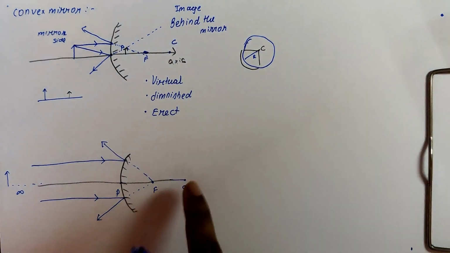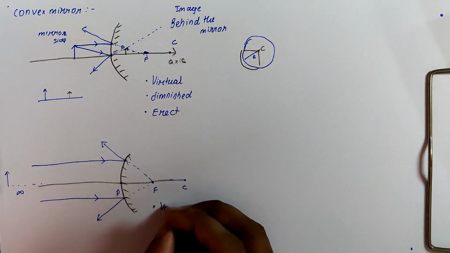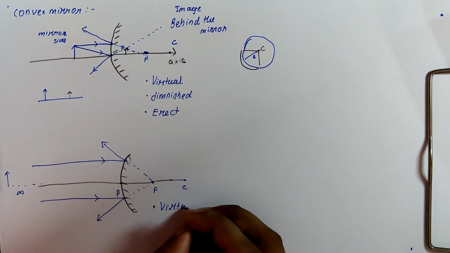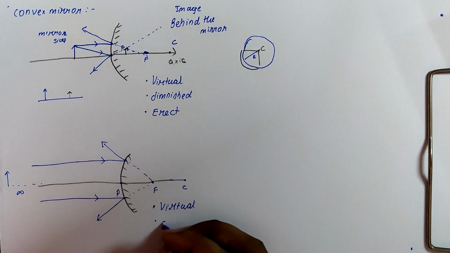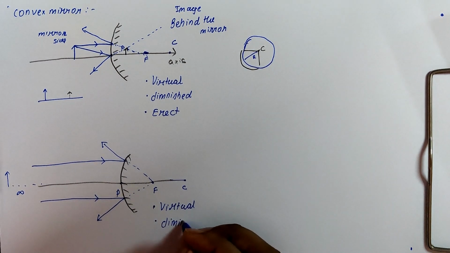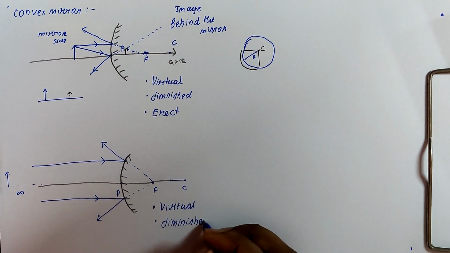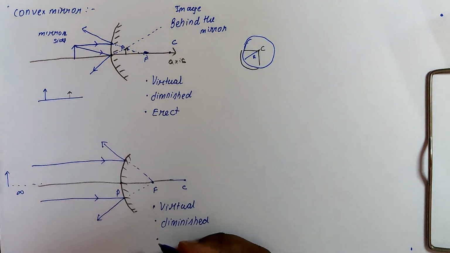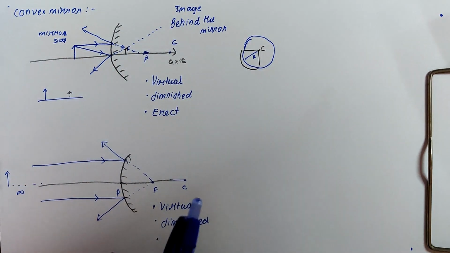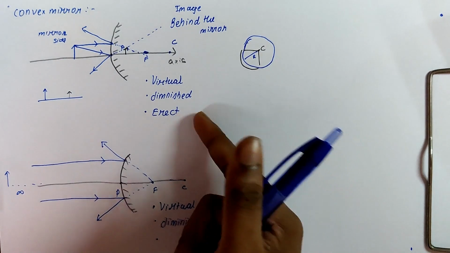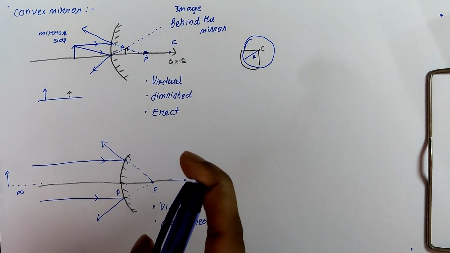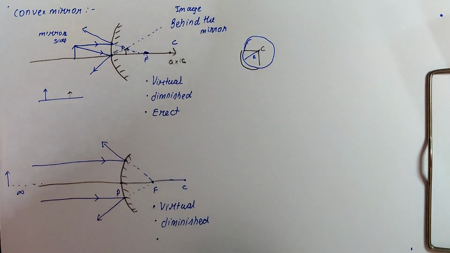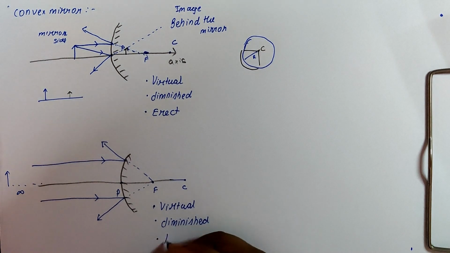We know that this image is virtual because it's behind the mirror, and you can tell because of the dotted lines, and it's highly diminished. And whether it's inverted or erect, we can't really say, so we will go with an extra property, that is point size.